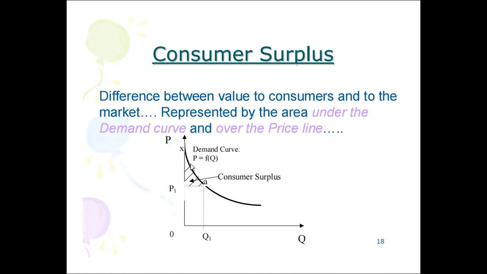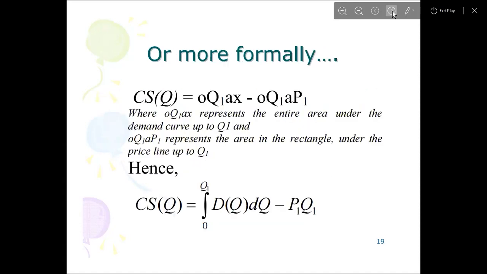If we find the area by integrating the demand function from 0 to Q1, we get the consumer surplus. So the formula is: consumer surplus equals the integral from 0 to Q1 of the demand function with respect to quantity, minus price times quantity. This is the revenue. So the difference between the two revenues is called consumer surplus.